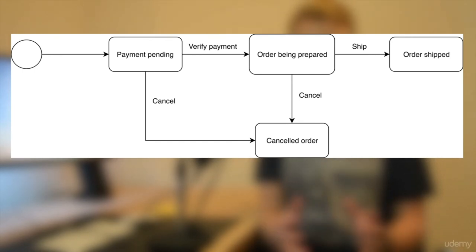In these states, the user has the option to cancel, but it should not be possible to move directly to the order shipped state or to any of the previous states. So let's take a look at how you can implement a system like this in a way that is flexible and future-proof.